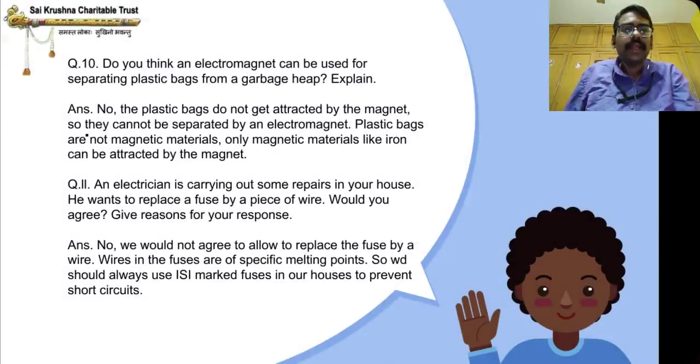Question number 10. Do you think an electromagnet can be used for separating plastic bags from a garbage heap? Explain. No. Plastic bags do not get attracted by the magnet, so they cannot be separated by an electromagnet.